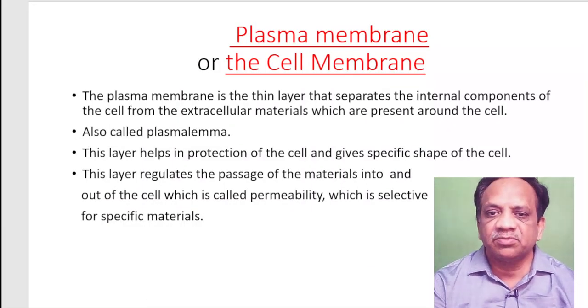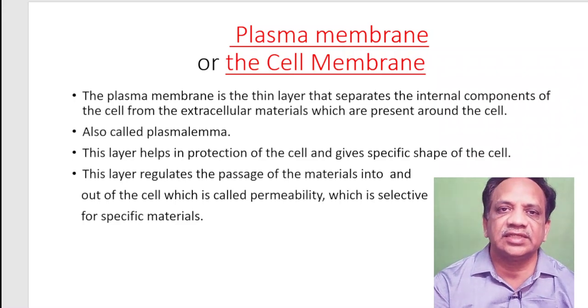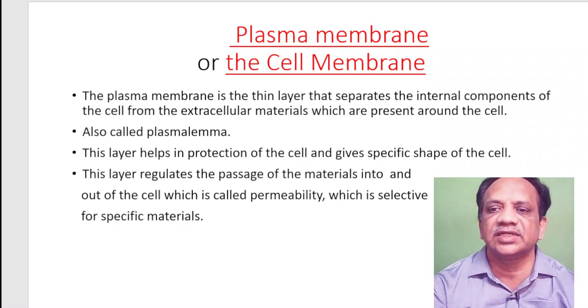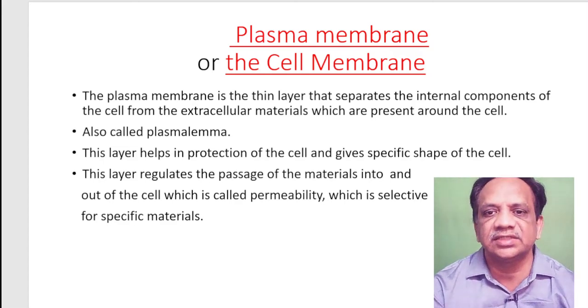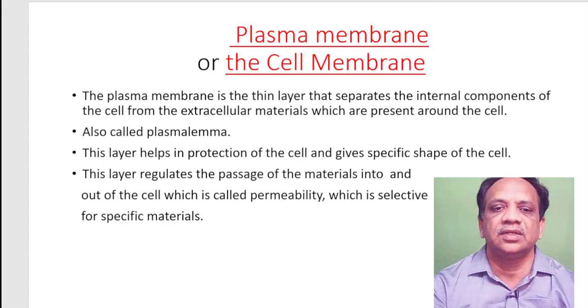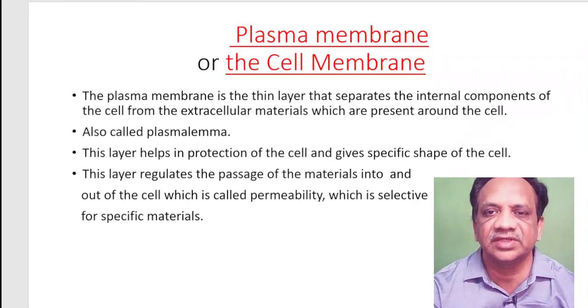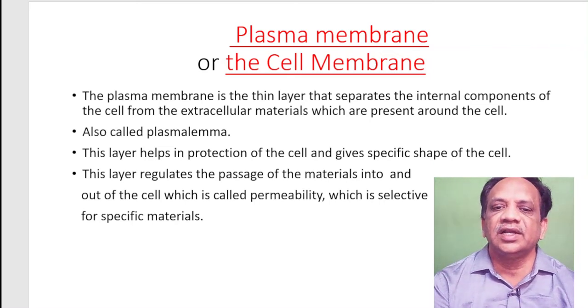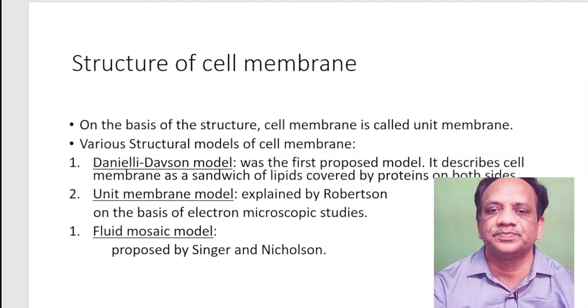We will start with the plasma membrane or the cell membrane. The plasma membrane is the thin layer that separates the internal components of a cell from the extracellular materials which are present around the cell. This is also called the plasmalemma, and this layer helps in protection of the cell and gives the cell its specific shape. This layer regulates the passage of materials into and out of the cell, which is called permeability, which is selective for specific materials.